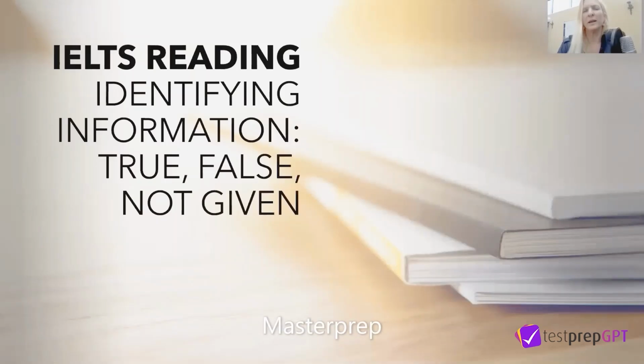So let's start with our first reading topic, which is identifying information in the text and answering true, false, not given questions. And this is really important because true, false, not given questions come up in every academic IELTS reading exam. So it's important to know what they are and also how to answer them. And if you've done some of this revision and practice beforehand, like this video, then you know what to expect and you're going to save yourself a lot of time in the exam and you won't panic.